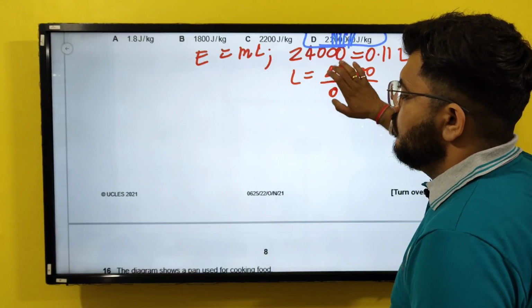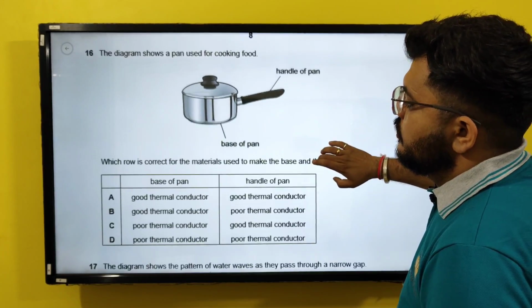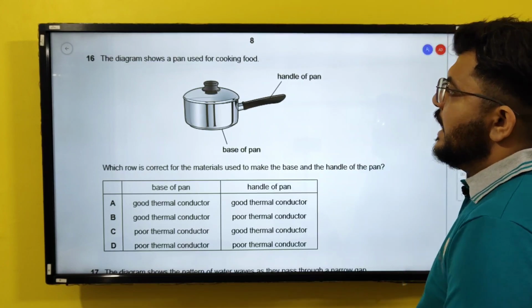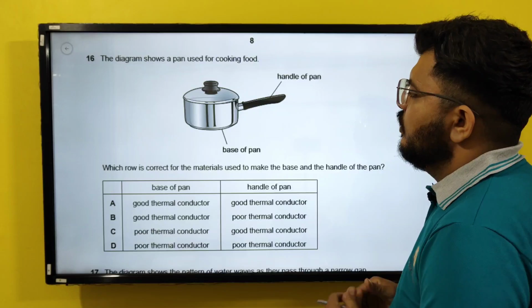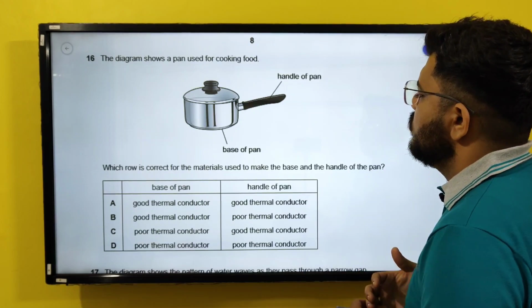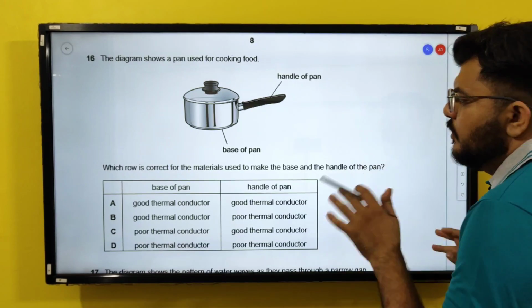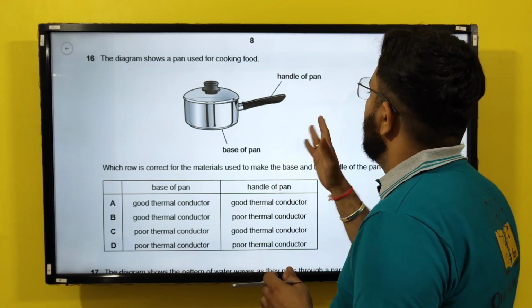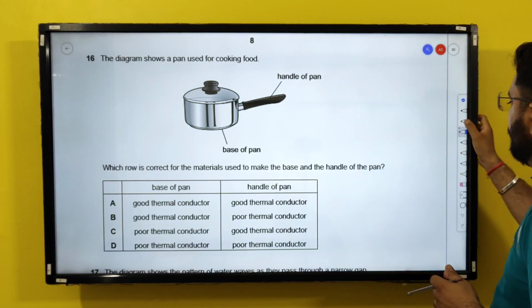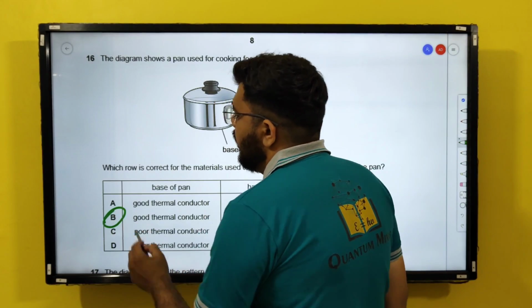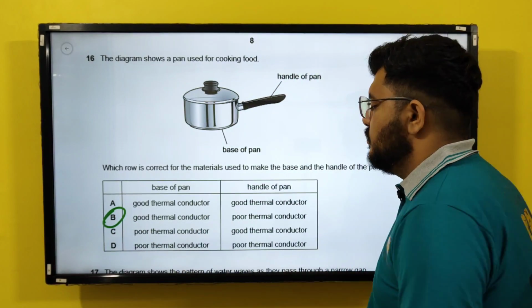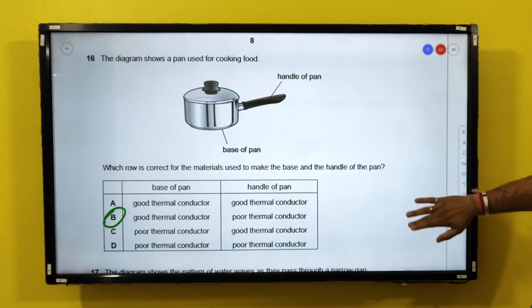We have question number 16. The diagram shows a pan used for cooking food. There is base of pan, handle of pan. Which row is correct for materials used to make the base and handle of pan? Base of pan, good thermal conductor. Handle of pan, bad or poor conductor of thermal energy, right? Heat energy. B is your answer.